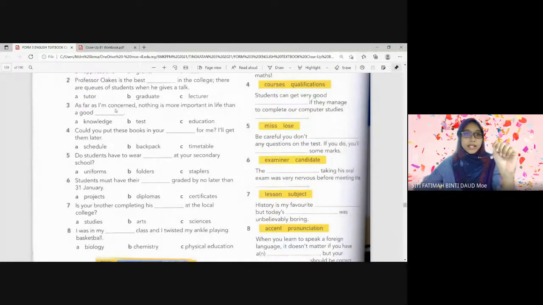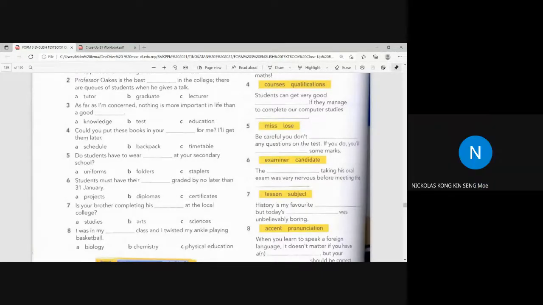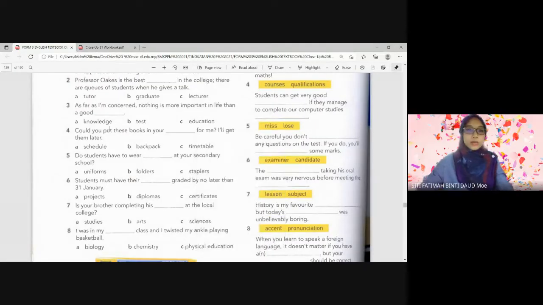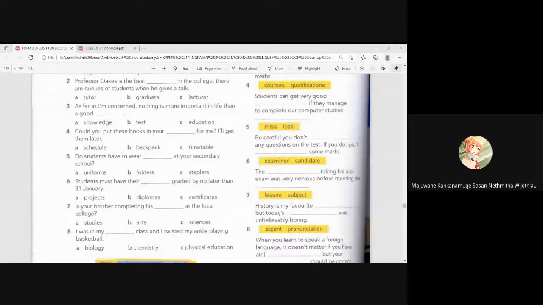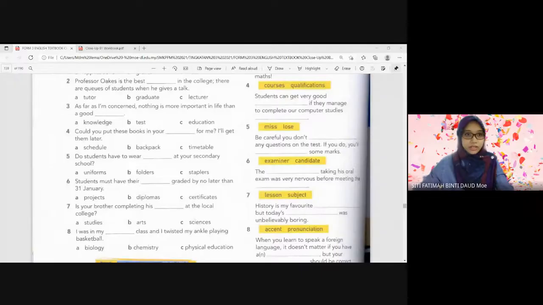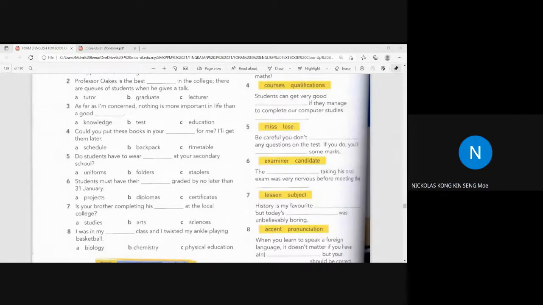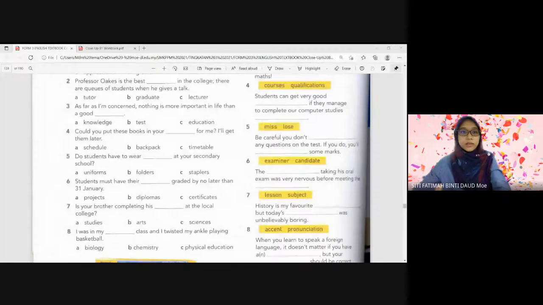Number 3, as far as I'm concerned, so the answer is lecturer. As far as I'm concerned, nothing is more important in life than a good what? Knowledge, good test, or good education? This is a good sentence. What is the most important thing to you? A good education. The most important thing in our life is to get good education.